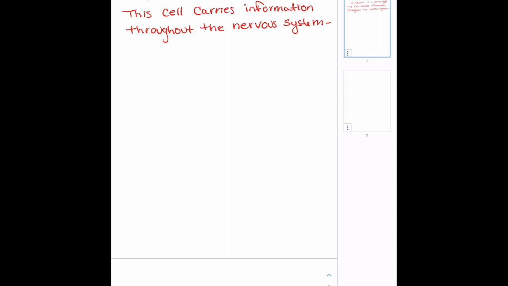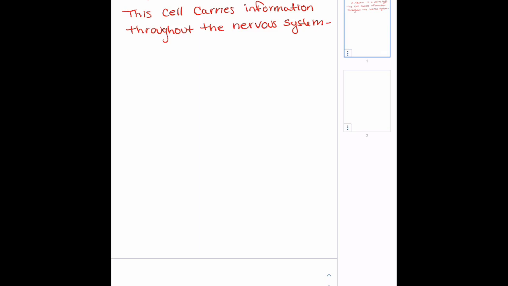So what is a neuron? A neuron is a nerve cell. So a neuron, this nerve cell, what does it do? It carries information throughout the nervous system. And we're going to be talking about what the nervous system is, but basically the nervous system is your brain and your spinal cord and all the nerves that are surrounding your spinal cord that goes throughout the body. So what is the information that it carries? I'm glad you guys asked that.